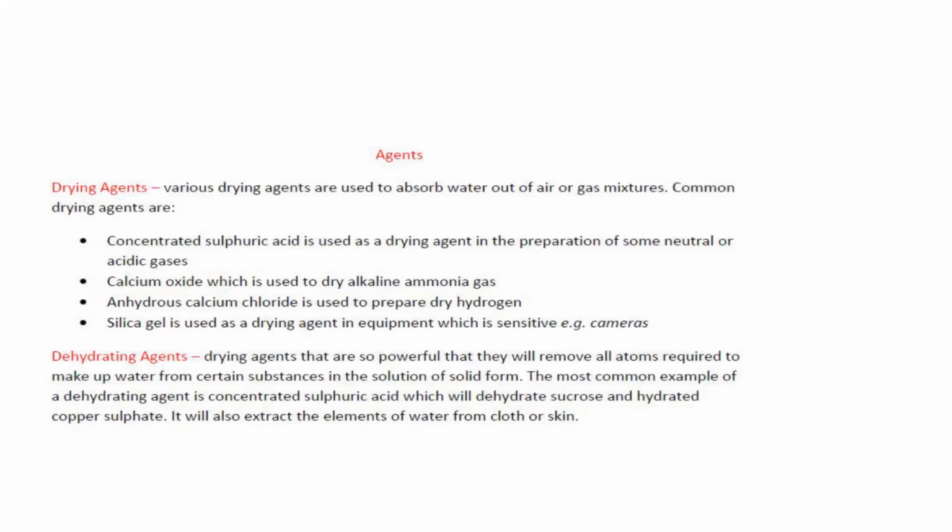So what is the purpose of this silica gel? Silica gel absorbs the moisture in the box so that the thing will last for a longer period of time. So what is the difference between the drying agent and dehydrating agent? When a substance is used as a drying agent, a substance can be a drying agent or it can be a dehydrating agent.